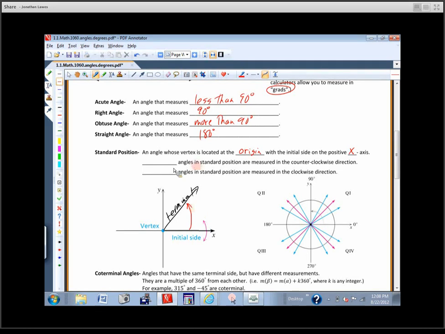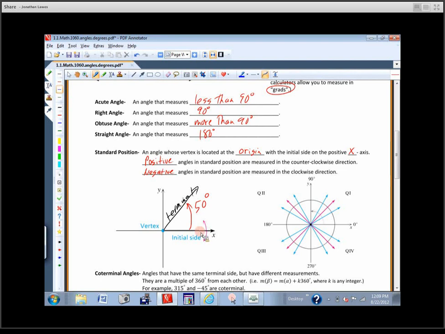It says blank angles in standard position are measured in the counterclockwise direction. So starting here and going this way, if we measure this angle right here, see how we're going in a counterclockwise direction? Anybody know? Positive. Very good. Positive angles are measured starting at the positive side of the x-axis and going in a counterclockwise direction. And what if we go in a clockwise direction? Those are pretty easy to figure out. Negative. All right? So let's say this one right here measures 50 degrees.